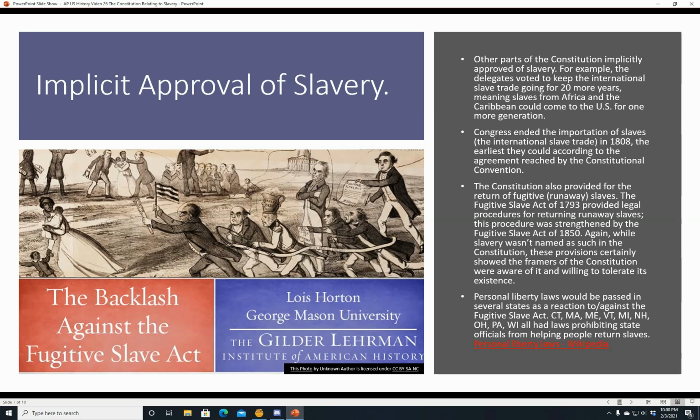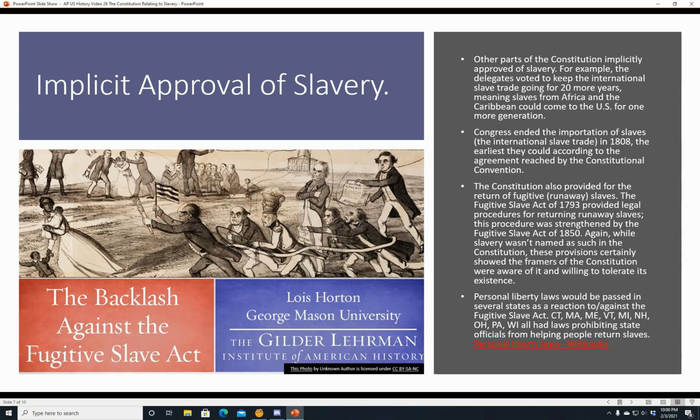Again, while slavery wasn't named as such in the Constitution, these provisions certainly showed the framers of the Constitution were aware of slavery and willing to tolerate its existence. Again, they didn't really have a choice if they wanted these slave states to sign on.